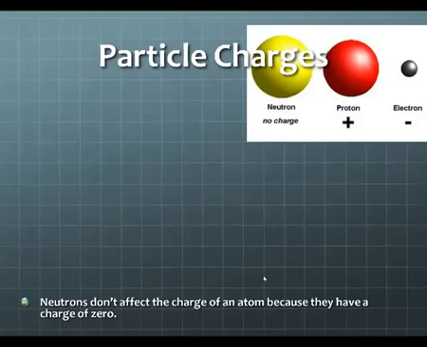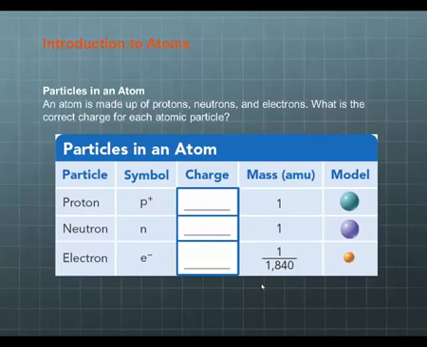Particles in an atom. An atom is made up of protons, neutrons, and electrons. So using this chart, what is the correct charge for each atomic particle? A proton, its symbol is p+. It has a mass of 1 AMU, and its overall charge is +1. A neutron, its symbol is n. Its mass is 1 AMU, and its charge is 0. It does not have a charge.